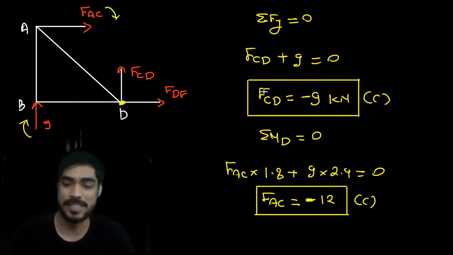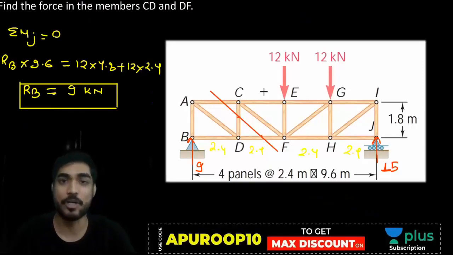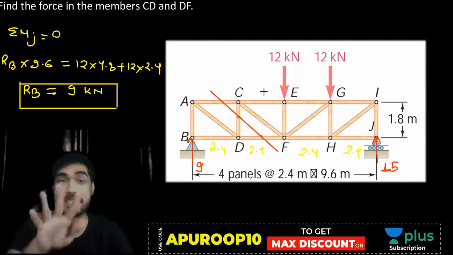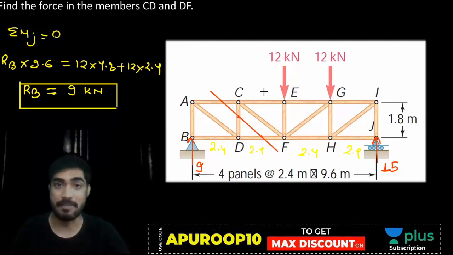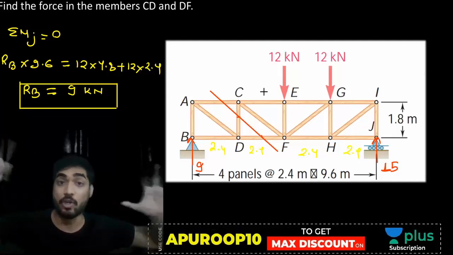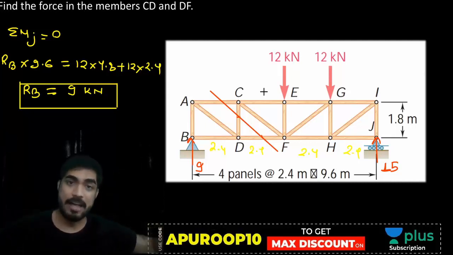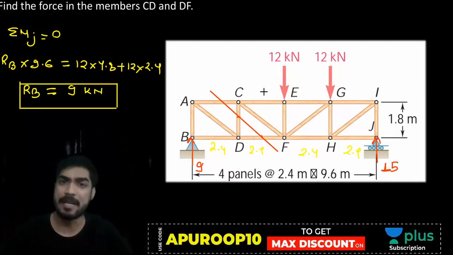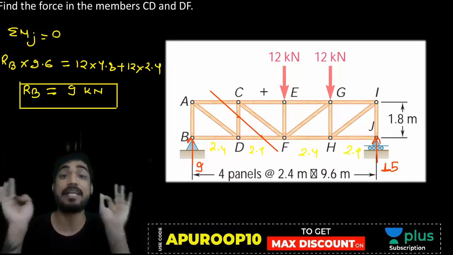So now do you understand what the process will be? Whatever member force you need to find, cut that member using a section. When you cut the truss, it should be divided into two parts. Now you can draw the FBD of any one part, left part, right part, top part, bottom part, any part you feel will be convenient for you.